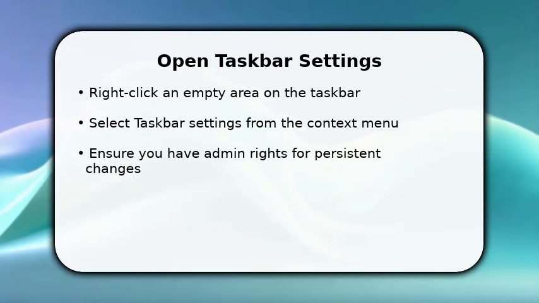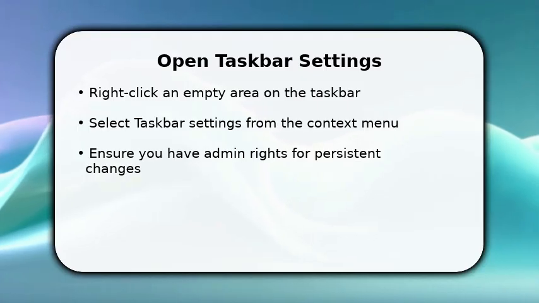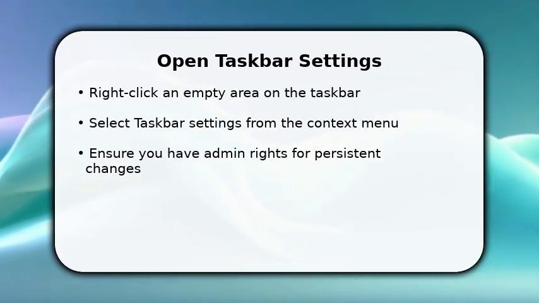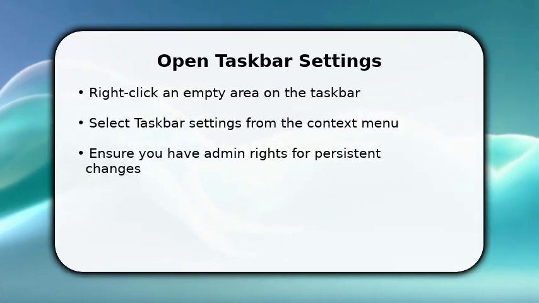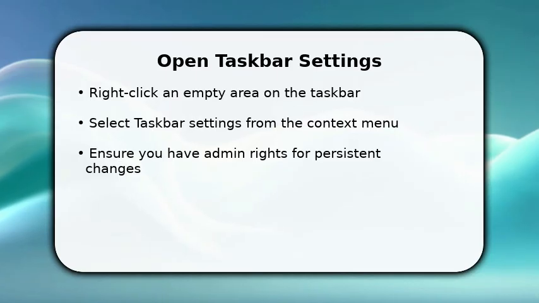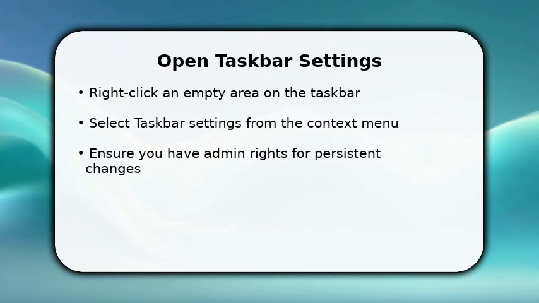You start by opening Taskbar settings so you can choose what appears. Right-click an empty area on the taskbar and select Taskbar settings. Once done, make sure you have administrative rights if you want changes to apply for all accounts. You're accessing the control surface that toggles visibility and overflow behavior.